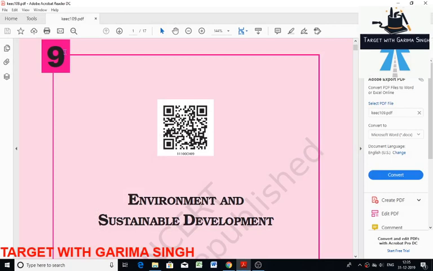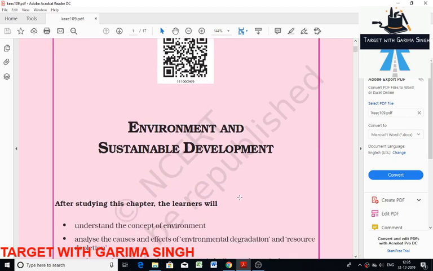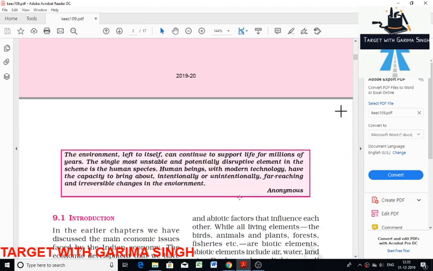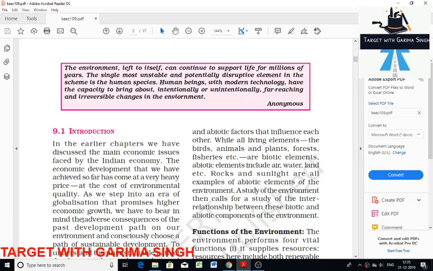Today we will discuss the ninth chapter of class 11th economics NCERT, that is environment and sustainable development. So let's move on to this chapter. What is it all about? Environment and sustainable development. The introduction is about what is environment and its functions.